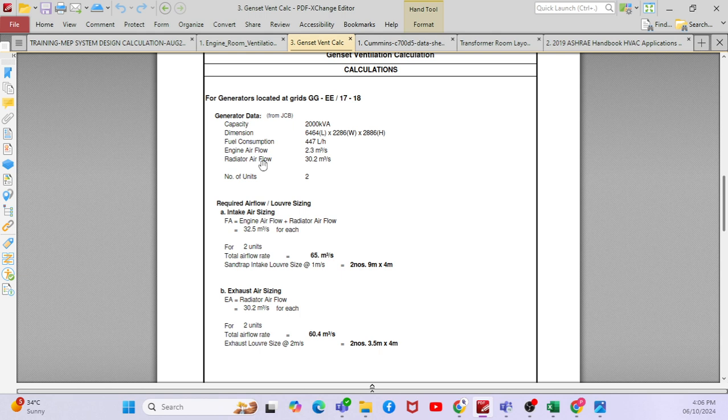So whatever air comes from outside, the air required for the engine, it will burn and supply through the pipe as flue gas. Okay, only the radiator airflow will cool the radiator and it will be discharged outside. So this is the exhaust airflow rate. It's clear, right? Anyone have doubt? How to calculate ventilation airflow rate for generator? Awesome. Clear, right? Okay.